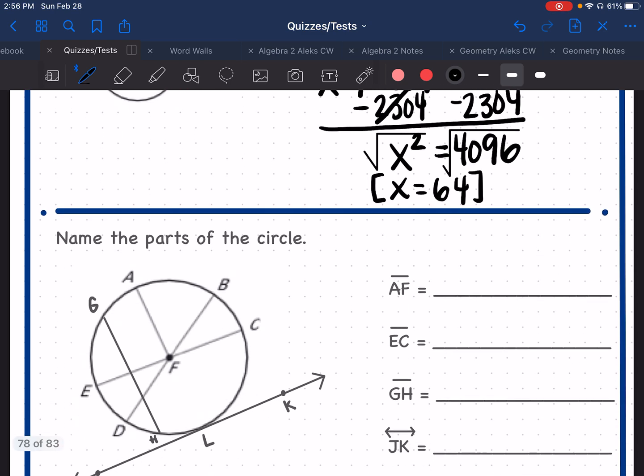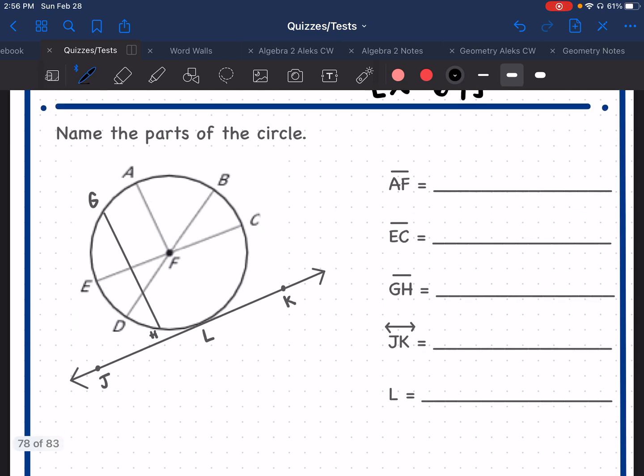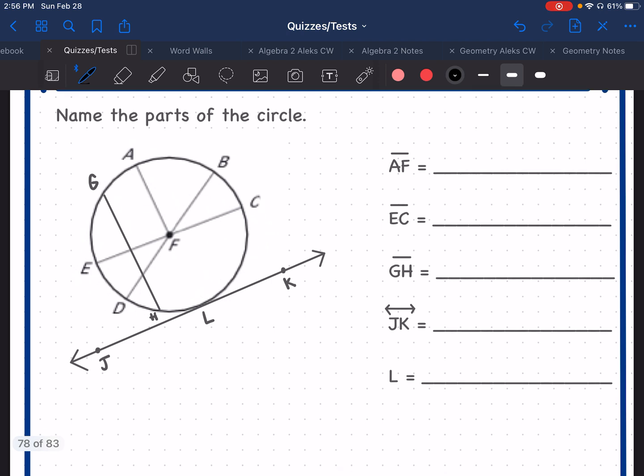All right, one of the questions that you're going to see today is going to be asking you to name some parts of the circle. So here is the circle. It's very similar to the one that you will see. And I've gone ahead and put some of the parts that you could be asked. AF. It is going from the side of the circle into the center. So this would be the radius.